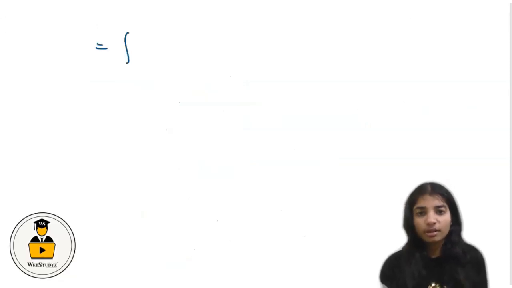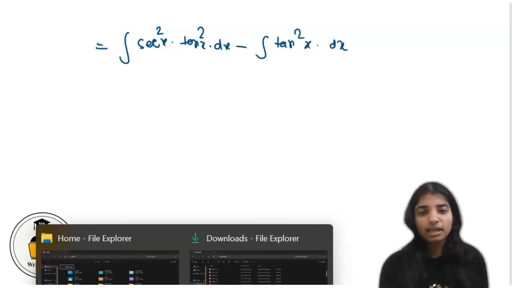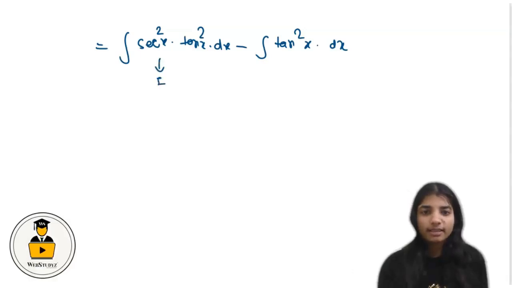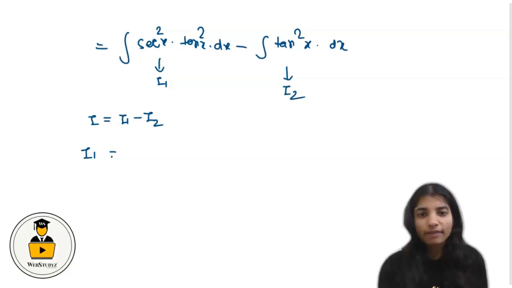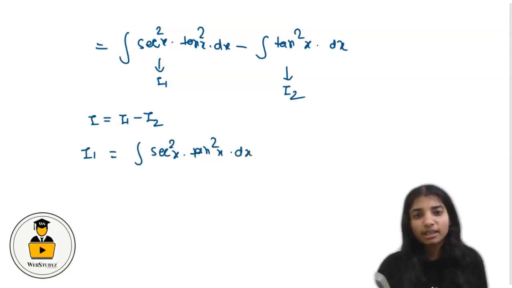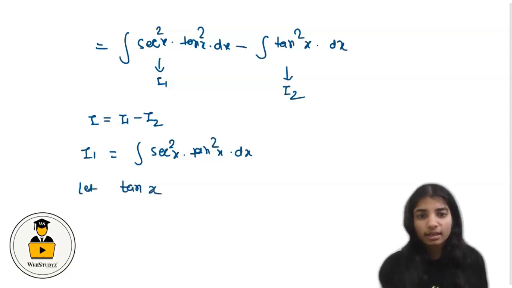So this becomes the integral of sec^2(x) tan^2(x) dx, minus the integral of tan^2(x) dx. Let's say this is I1 and this is I2. So the value of I is equal to I1 minus I2. Now first we are solving I1. So I1 is equal to the integral of sec^2(x) tan^2(x) dx. Now here we are considering, let tan(x) equal t.